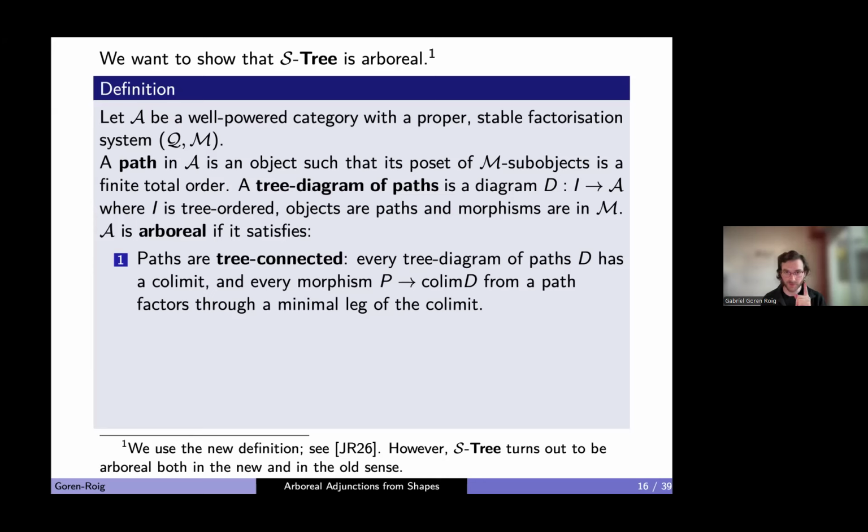The footnote here says there are actually two definitions of arboreal categories in the literature right now. So I will present the second one, the newer one, even though in this case it turns out that this category satisfies both definitions. But the new definition actually solves some problems that were noticed in the literature, so it's the one that we should be using in general.